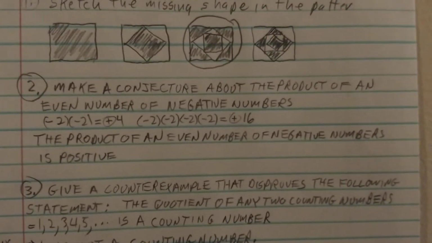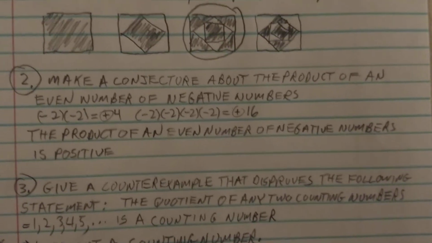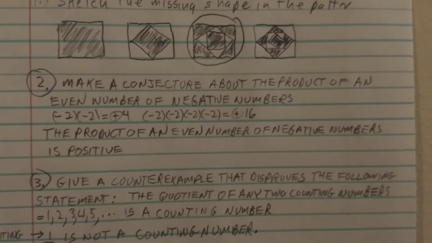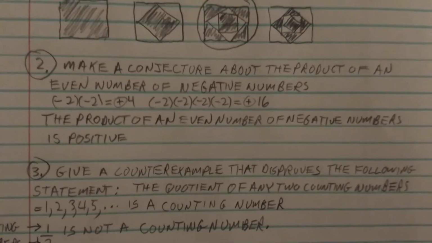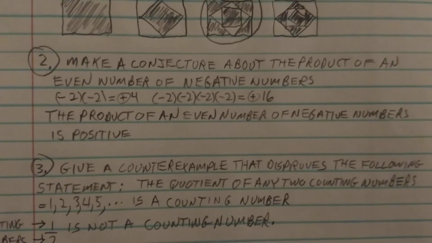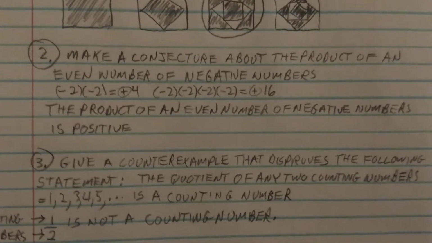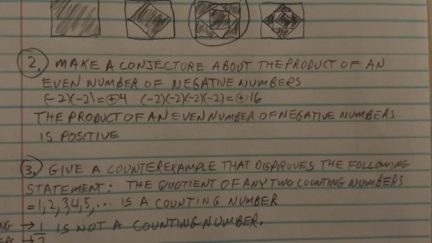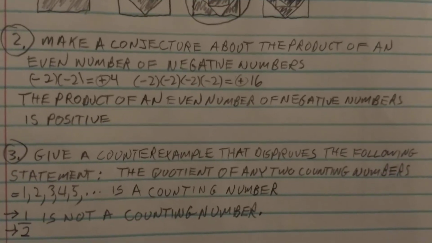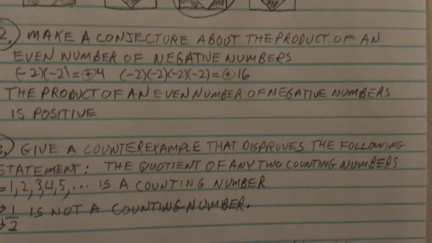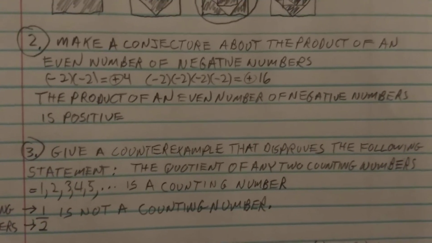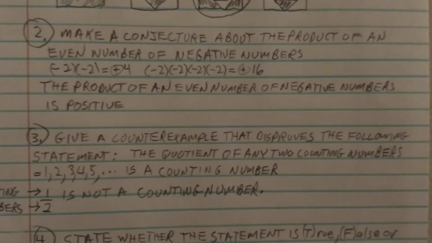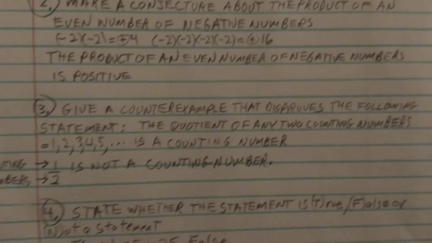So for problem 2, make a conjecture, which means a statement about the product of an even number of negative numbers. So if I take, for example, -2 times -2, it's +4. That's an even number, 2. And if I take 4 negatives, -2 times -2 times -2 times -2, that would be +16. That's positive. So the statement I can make is the product of an even number of negative numbers is positive.